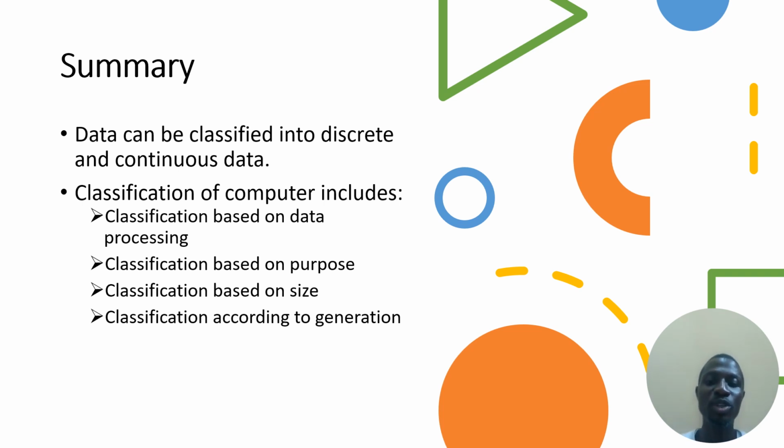And classification based on generation, we have first gen, which uses vacuum tubes, second gen, which uses transistors, third gen, which uses integrated circuit, fourth gen, which uses very large scale integration, and fifth, which uses ultra large scale integration. And as they are evolving with the generation in this modern era, they are faster, more compact, more reliable, and easier to buy.